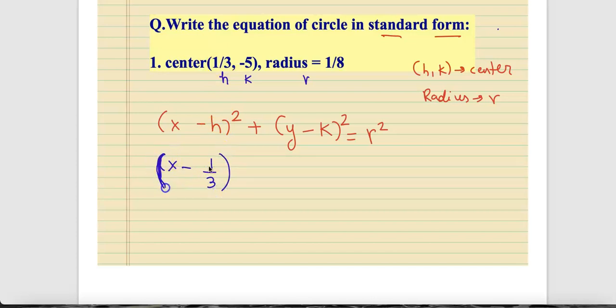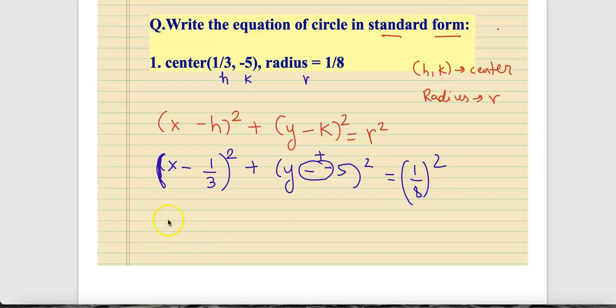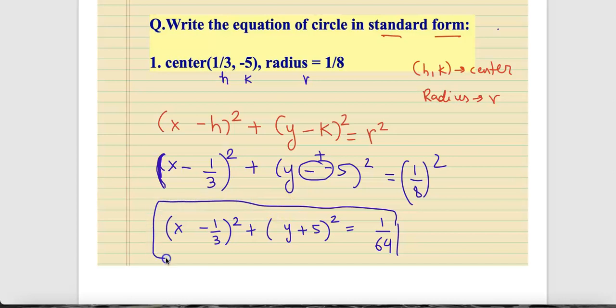Let me rewrite this. Square over here plus y. What is my k? The value of k is -5. So what happens is this will be a what? This will be a plus sign over here, and this is r square. This will be what? 1 over 8 whole square. So my final answer in the standard form will be x minus 1 over 3 whole square plus y plus 5 whole square is equal to 1 over 64. So this is my equation of a circle in the standard form. I wrote it over here from the given information.